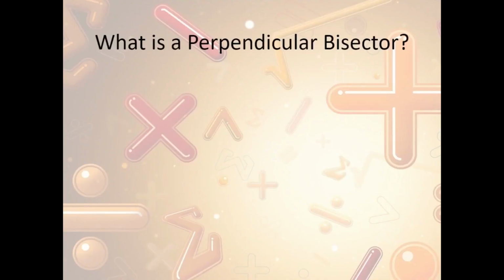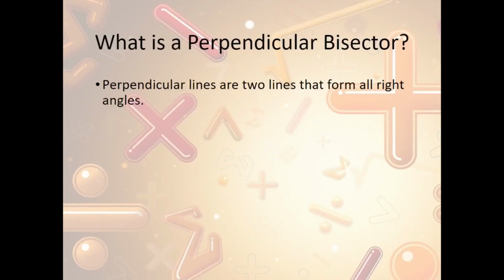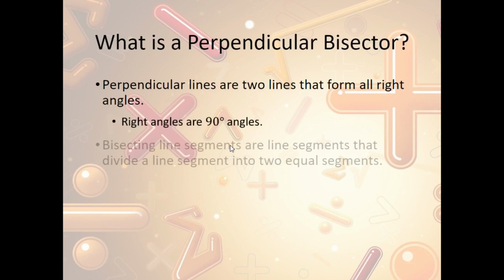Now what is a perpendicular bisector? Perpendicular lines are two lines that form all right angles. And right angles are 90-degree angles. Bisecting line segments means that it cuts the original line segment in half. So it cuts it into two equal segments.